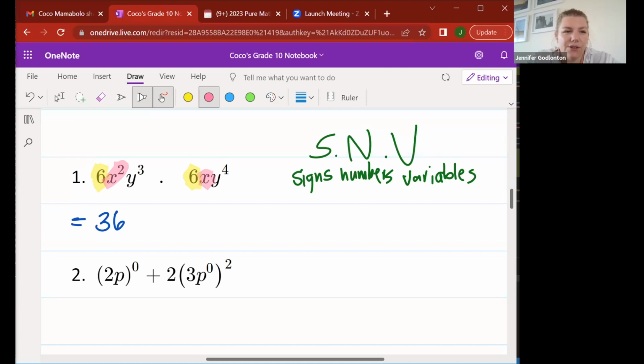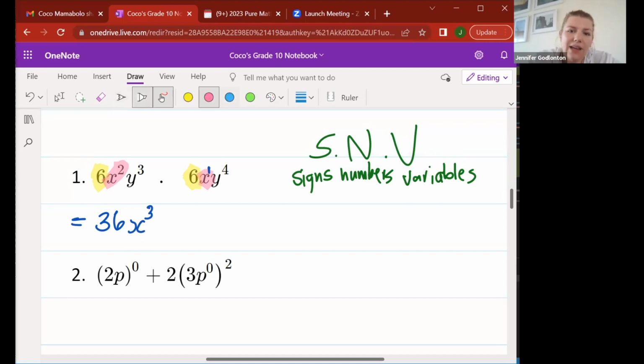Then we look at our variables, so we're going to start with our x's. We've got x to the 2, and then we've got this x over here. What is that going to become? Exactly. Think about your law 1: our bases are the same, and we are multiplying. The dot is just another way of saying multiply. Good, x to the power of 3. We can't forget that there would be a 1 there.